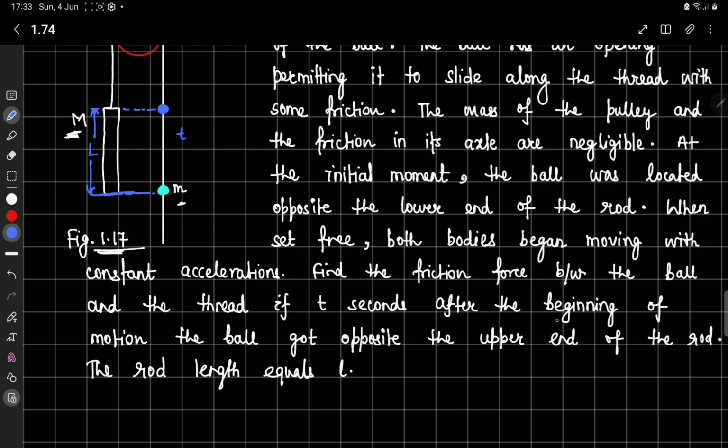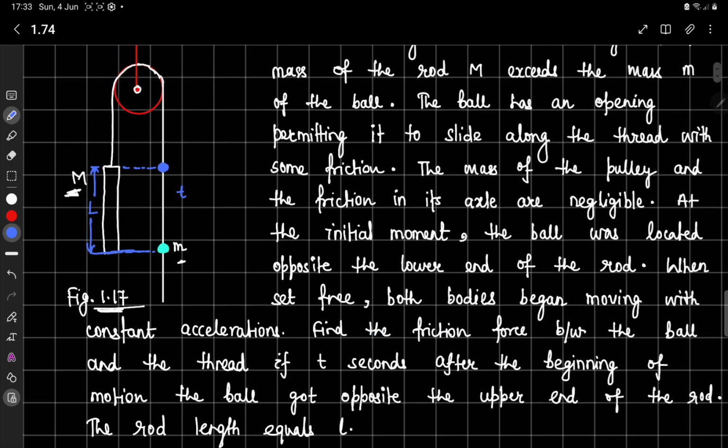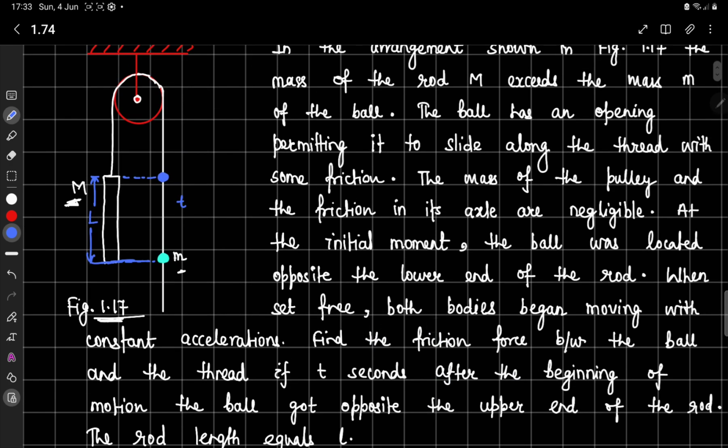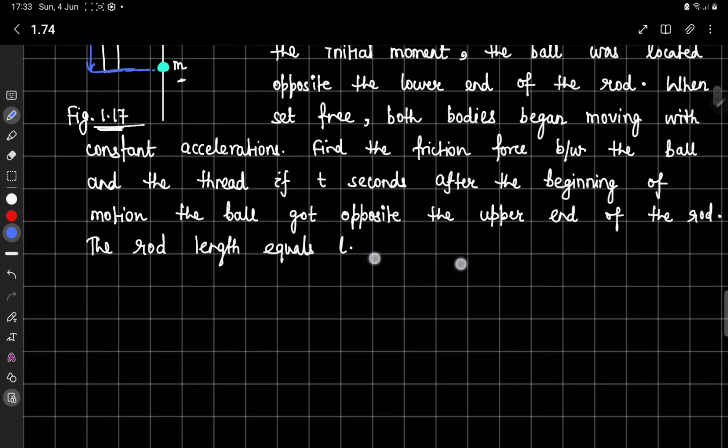If t seconds after the beginning of the motion the ball got opposite the upper end of the rod. So basically it is asking what is the friction force between mass m and the thread, so that in time t it reaches the opposite end of this rod of mass M.